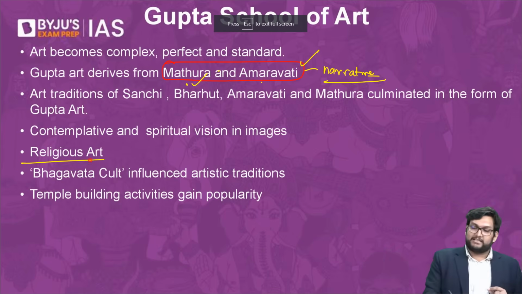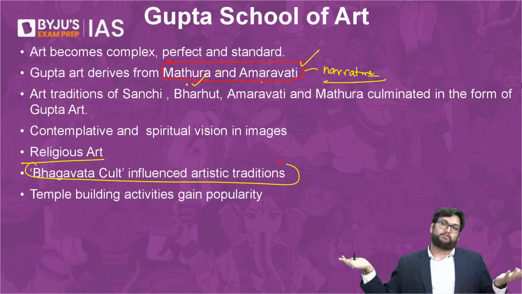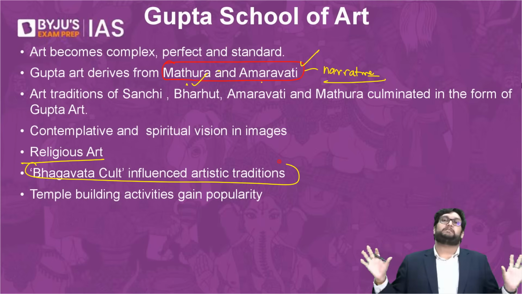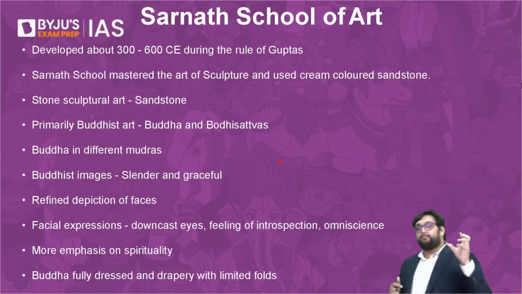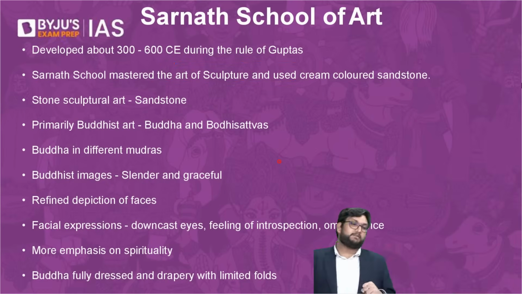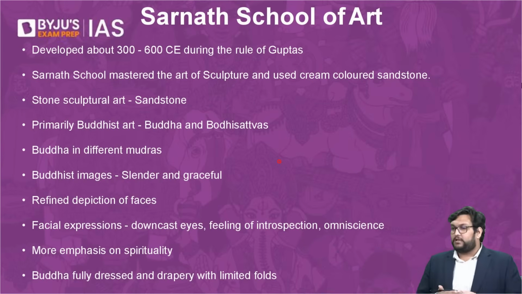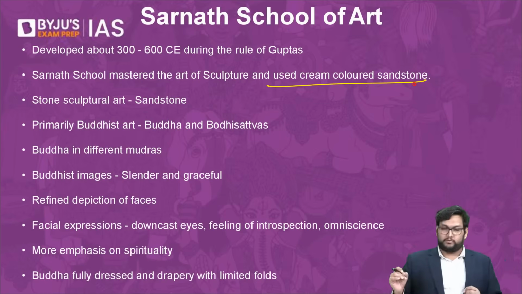And religious art is becoming more and more common. The Bhagavata cult, which is the concept of the avatar, is going to become very, very common. And temple buildings will now become the space for creating sculptures, which we've already seen. But the Buddhist school still survives, in the form of the Sarnath School of Art, which is known for its cream colored sandstone.